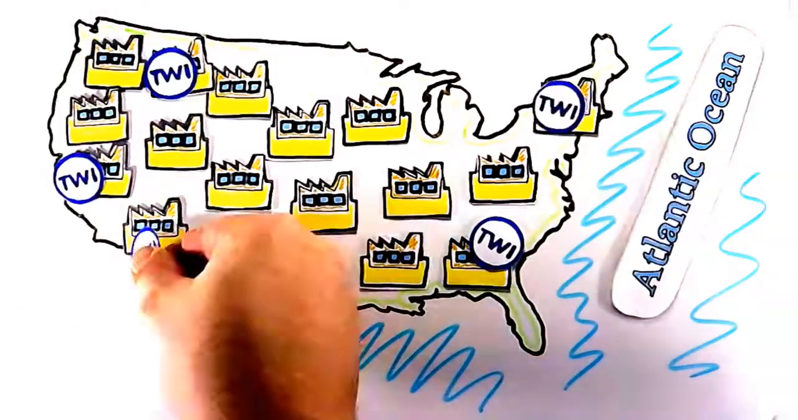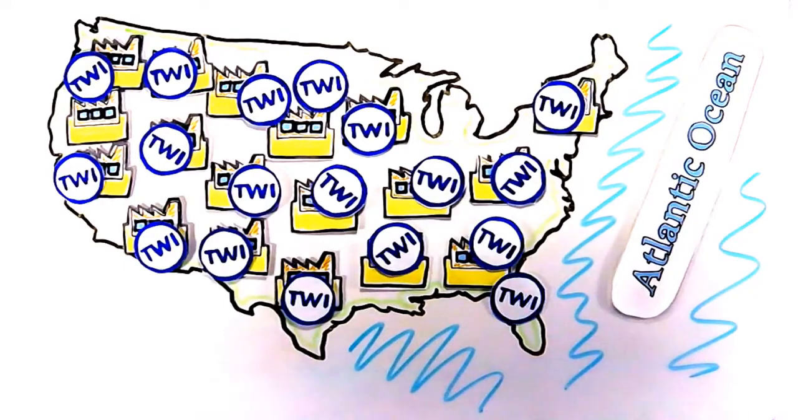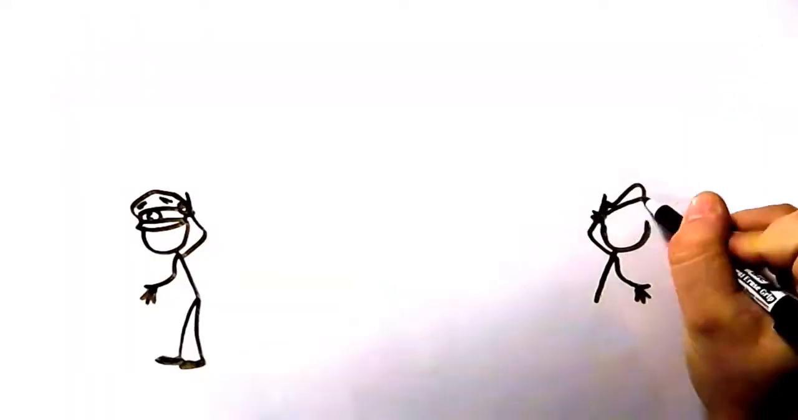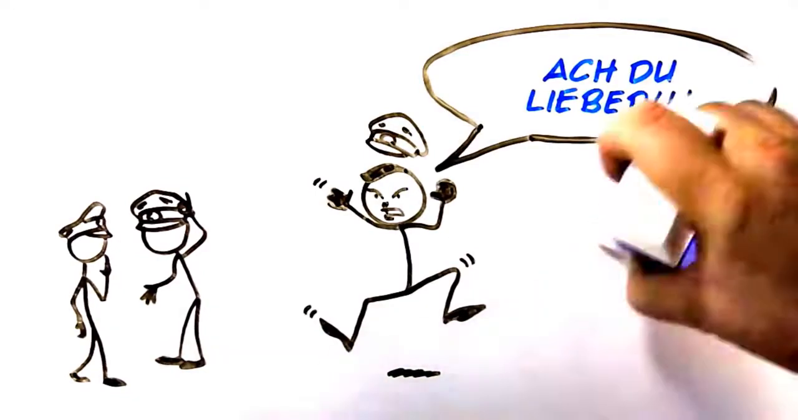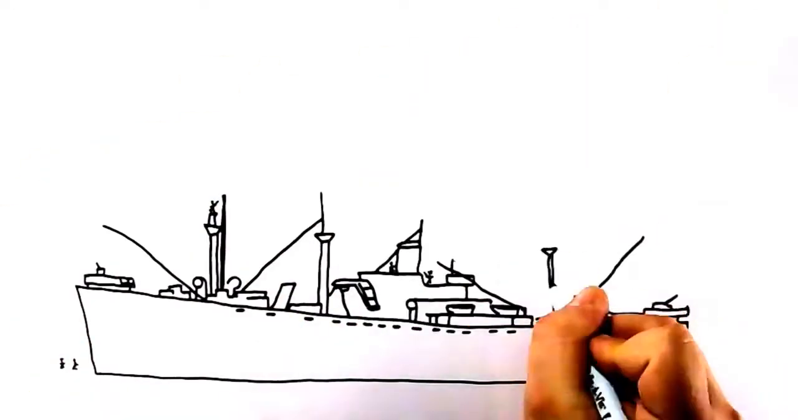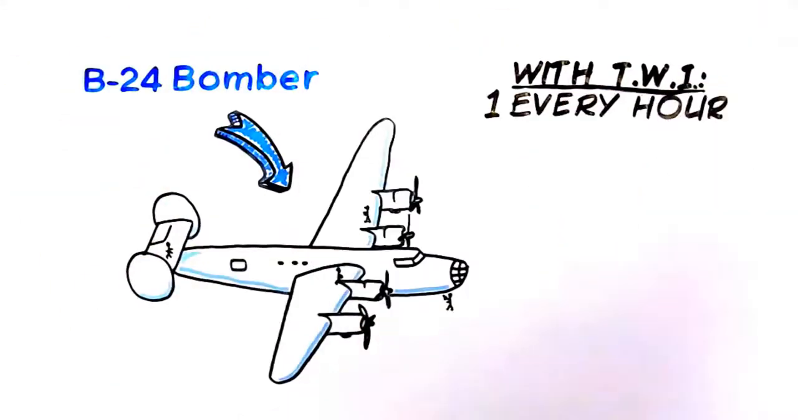The TWI programs were instrumental in winning the war because the United States was able to make so much material so quickly. The Axis powers could not understand how the Allied forces could have created so much material. TWI allowed the United States the ability to build a Liberty ship from start to finish in just over a week. By the end of the war, the TWI workers were able to produce one B-24 bomber an hour.